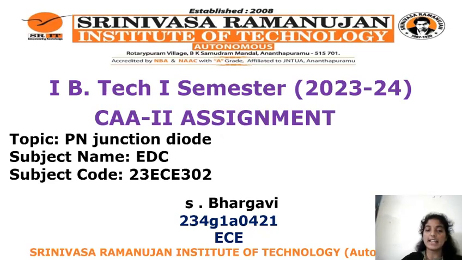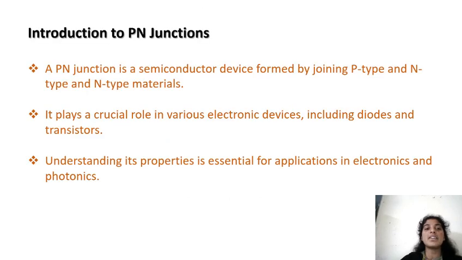I am from second year EC department, and my topic in EDC is PN junction diode. Introduction to PN junction diodes. A PN junction is a semiconductor device formed by joining p-type and n-type materials. It plays a crucial role in various electronic devices, including diodes and transistors. Understanding its properties is essential for applications in electronics and photonics.